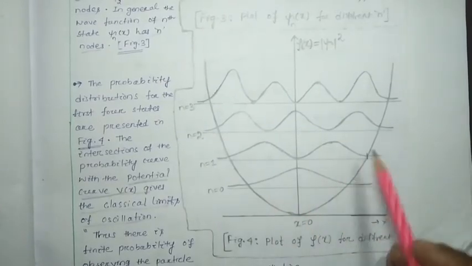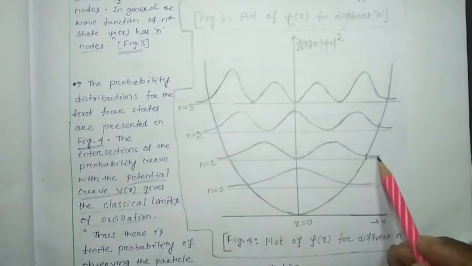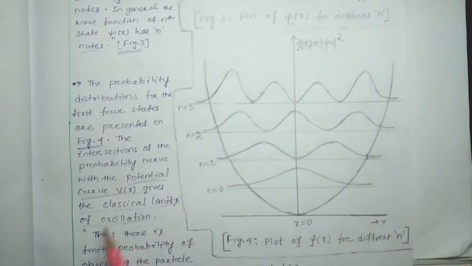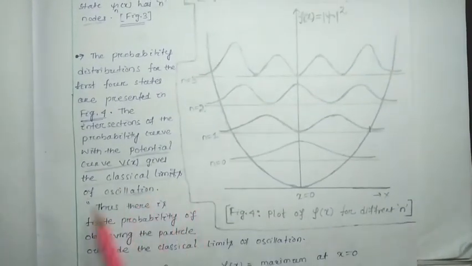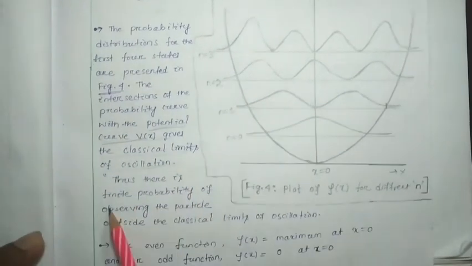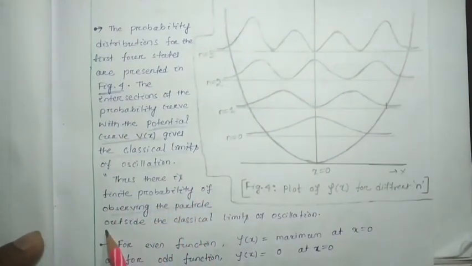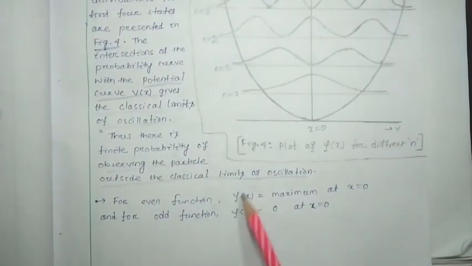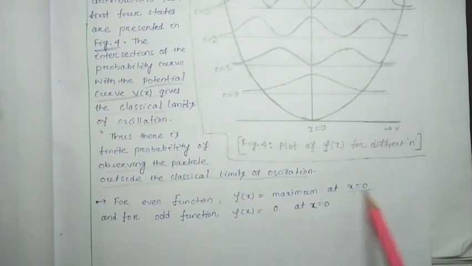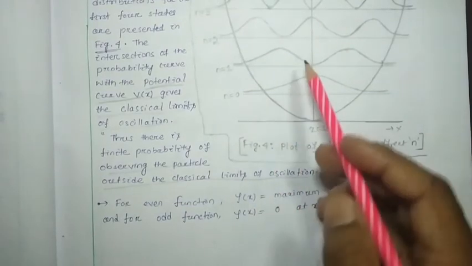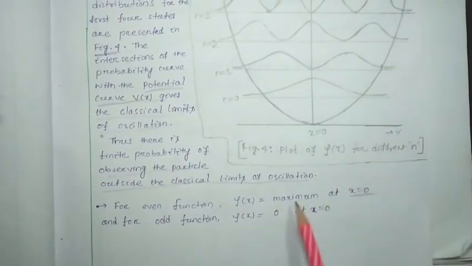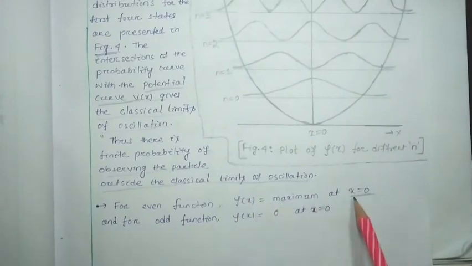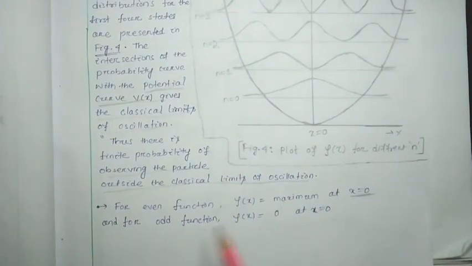But in quantum mechanics there is a probability. Only for that it is written as the classical limit of the oscillation. Thus there is a finite probability of observing the particle outside the classical limit of the oscillation, as we discussed. For even functions, rho x is maximum at x equal to 0. For odd functions, rho x is equal to 0 at x equal to 0.